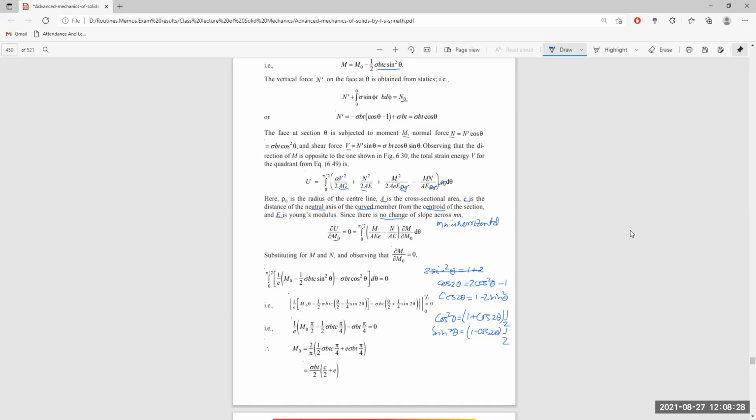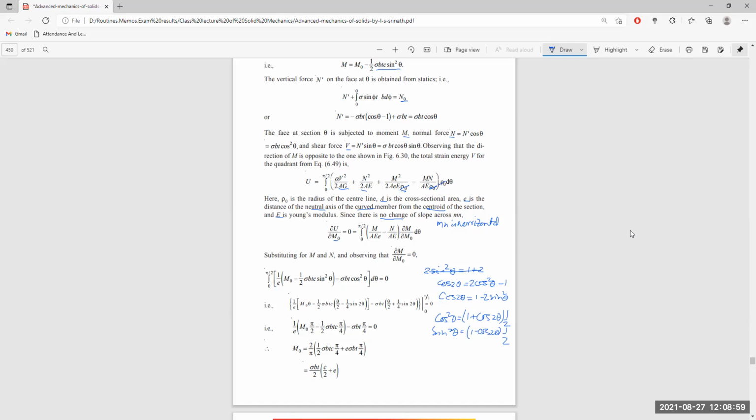Ultimately it is m0 pi by 2 minus half sigma bt tc divided by pi by 4 multiplied by sigma bt into pi by 4 is equal to 0 itself. Thus m0 is equal to 2 by pi, again half 2 btc by pi by 4 plus e into btc by pi by 4, or sigma bt by 2 into c by 2 plus e.